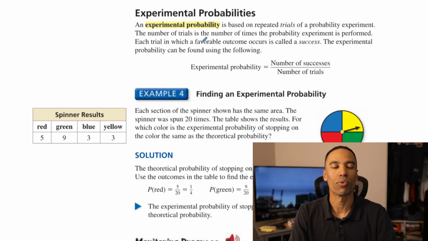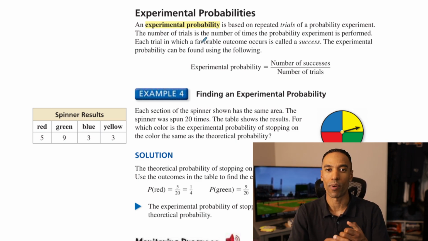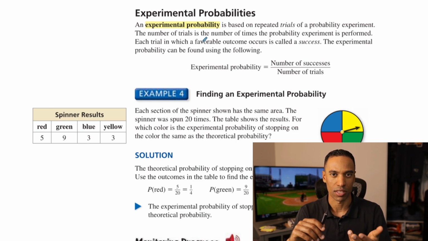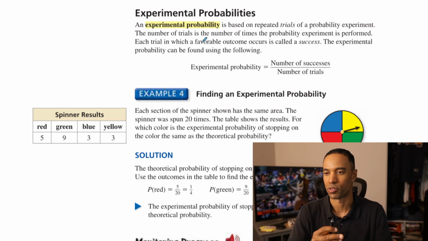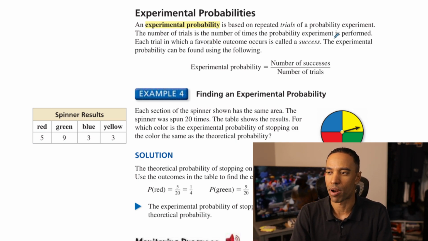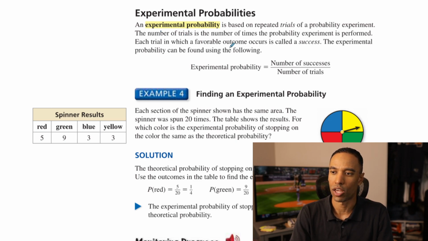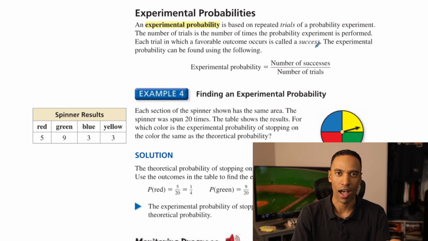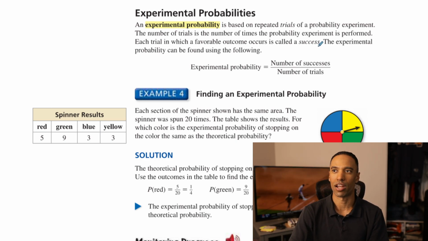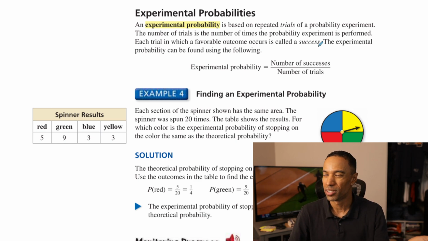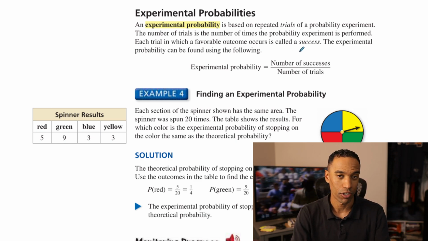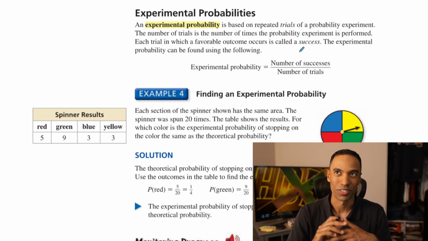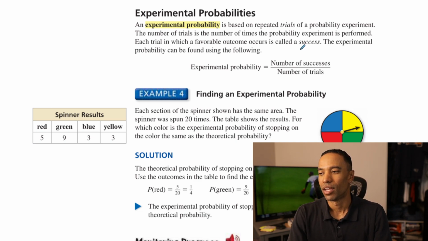The number of trials is the difference. Theoretically, you flip a coin, you should be landing on heads 50% of the time. In an experimentation, it's just whatever the trials showed. The number of trials is the number of times the probability experiment is performed. Each trial in which a favorable outcome occurs is called a success. So once again, when we talk about favorable outcomes, and a success, if I land on heads, am I successful? I mean, is it a good thing? Not necessarily. If this is success, the other's called failure. What if I wanted tails? Anyway, it's called a success in that case.